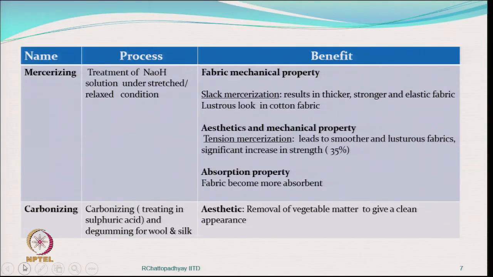Then comes mercerizing. Mercerizing can affect fabric mechanical properties, like slack mercerization will result in thicker, stronger and more elastic fabrics. It will give a lustrous look in the case of cotton fabric also. As for aesthetic and mechanical properties, tension mercerization leads to smoother and lustrous fabric, and there could be a significant increase in strength. So, this lustrous part is basically because of tension mercerization.